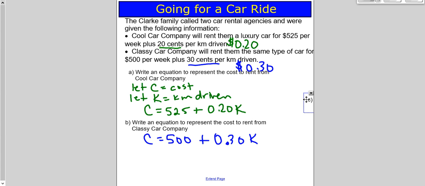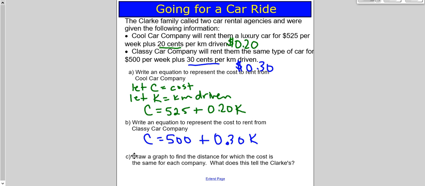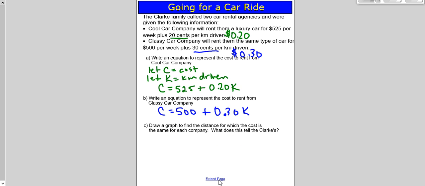So then part C is draw a graph to find the distance for which the cost is the same for both companies. What does this tell the Clarks? Okay, so when we draw our graph now, it's going to be a little bit messier because we have these decimals right here.